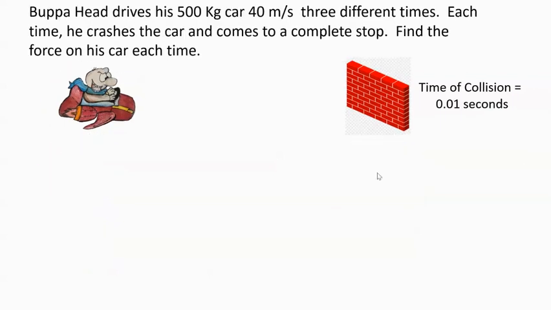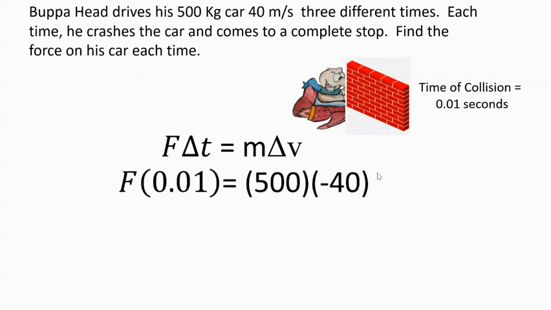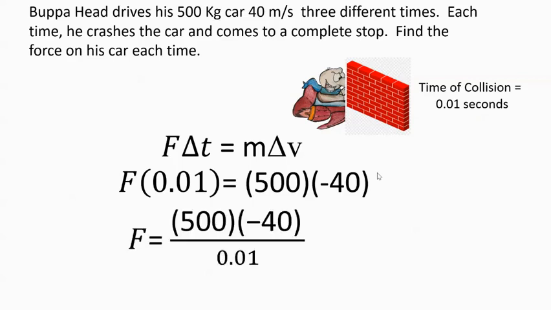Let's see. First of all, let's watch him run into the wall, and we'll start with the equation. We don't know the force, but we do know the time, the mass, and the change in velocity. His velocity went from 40 down to 0, and that's why we say the delta V is negative 40. So we'll multiply the two numbers on the right side and divide by the number on the left so that we can solve for F. We put that in a calculator and get negative 2 million newtons.